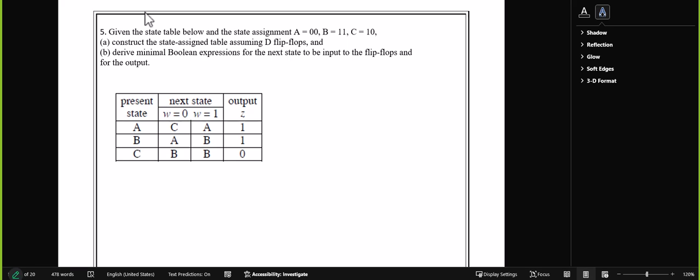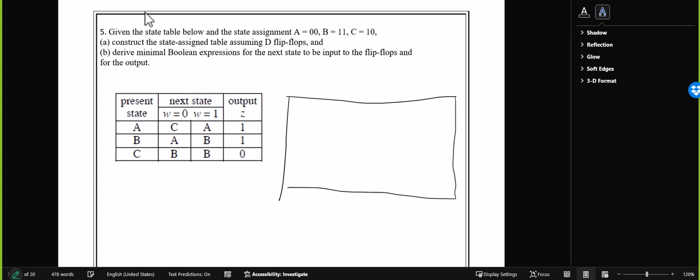So he gives a state assignment, which is likely that he would do on an exam for grading purposes. It makes it a lot easier to grade if everybody has the same state assignment.